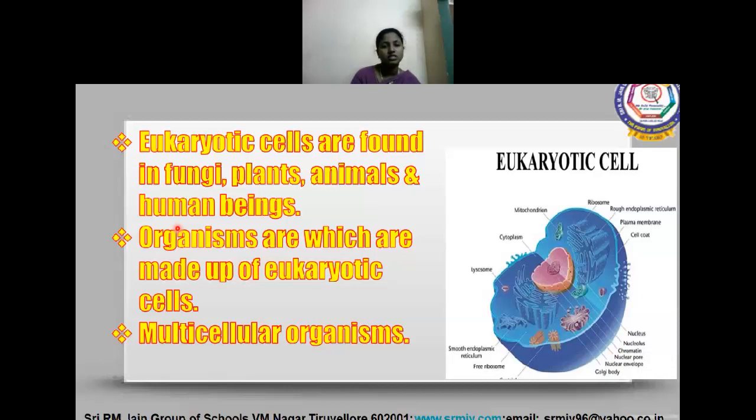So we have discussed the observation of cells under the microscope, the different methods used to prepare slides for viewing: dry mount, wet mount, stain mount and smear. We have also discussed prokaryotic cells and eukaryotic cells.